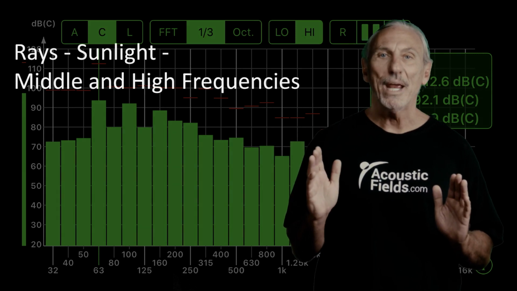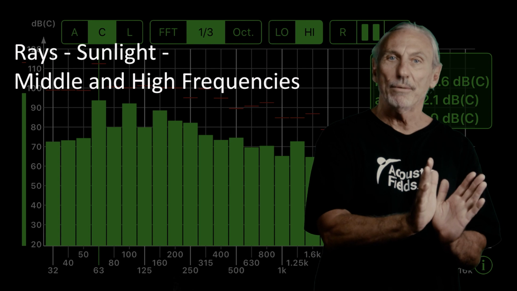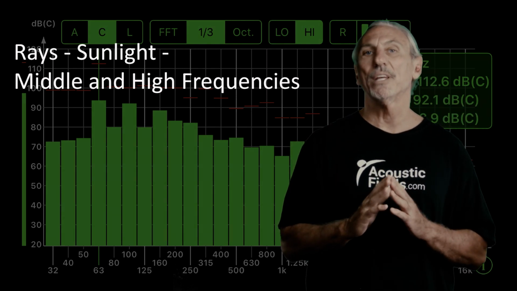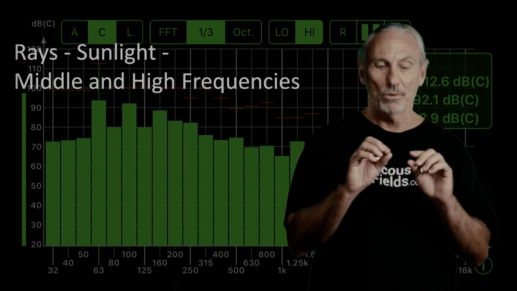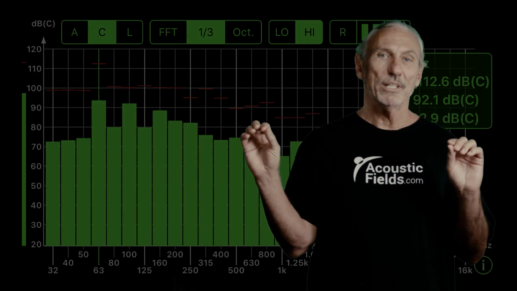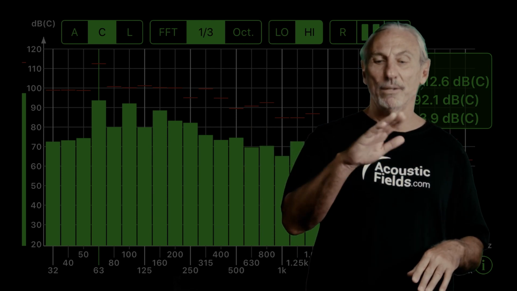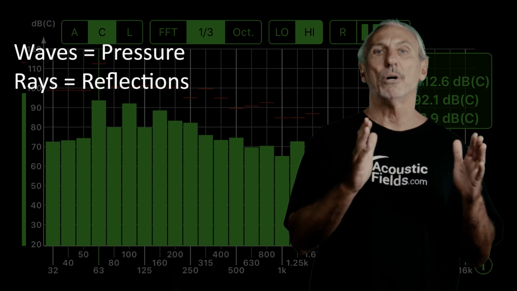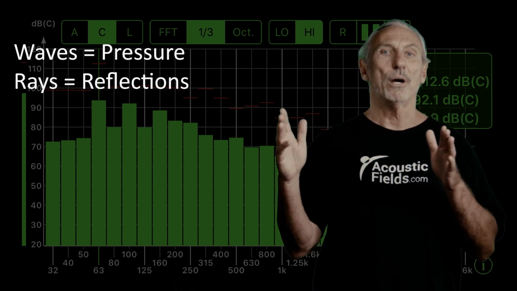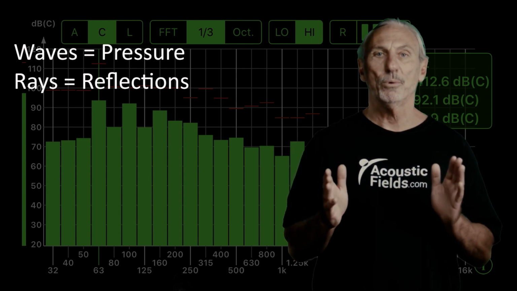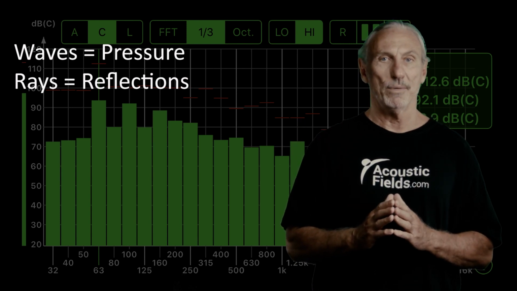Reflections are rays of energy. So we have waves, just like the ocean, and then we have rays, and you can think of that as sunlight. So sunlight is thin energy, and you can see that all over. And then the ocean waves, if you go sit on the beach, you can see the oscillating waves. So the waves are pressure. The rays are what produce middle and high frequency reflections. Both require completely different treatments.